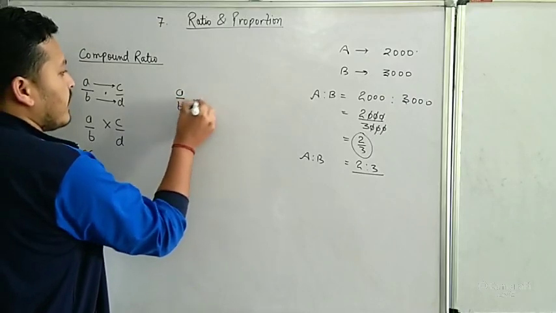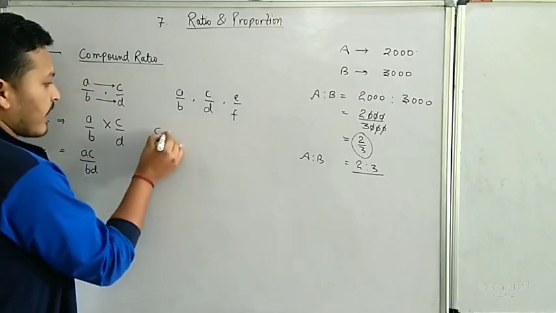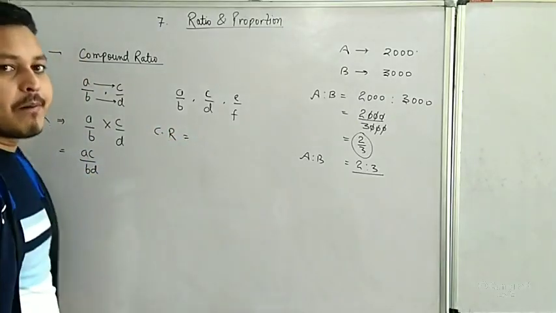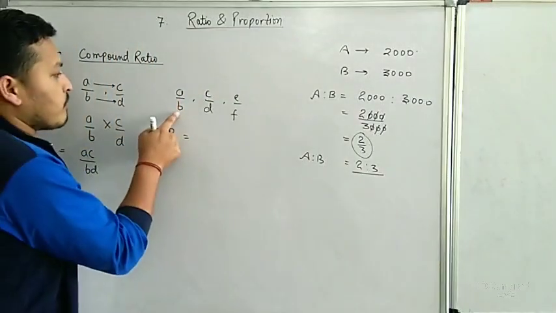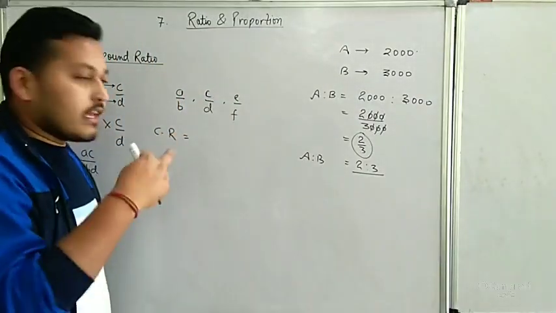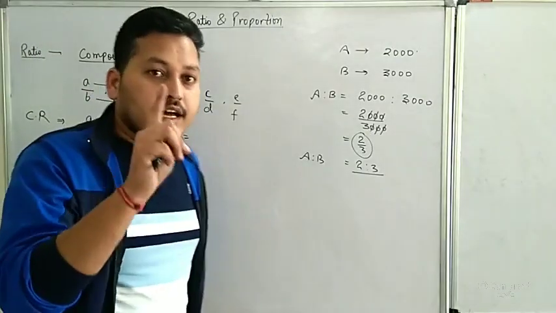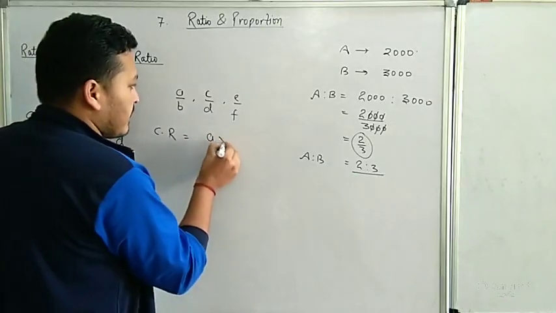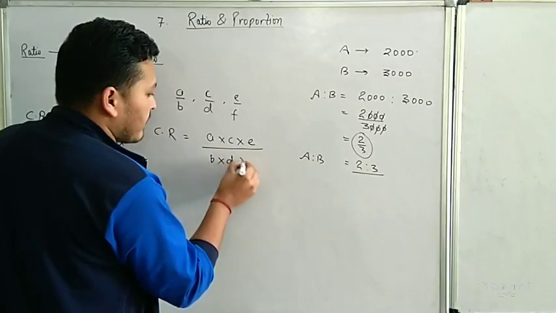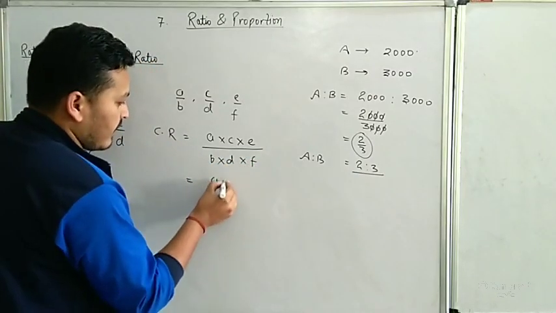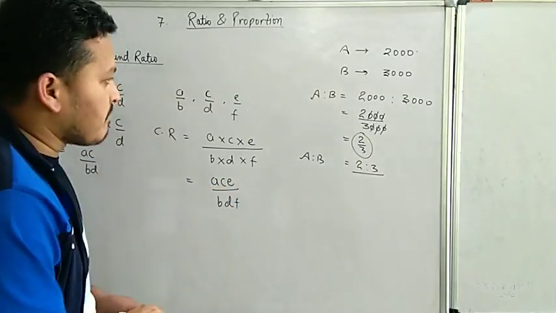Next, if A upon B, C upon D, and E upon F are given, and the question is to find the compound ratio. Compound means to mix them together, so we have to write a single ratio. Three ratios are given, and if you want to write the compound ratio, we have to make it a single ratio. So we write A multiplied by C multiplied by E upon B multiplied by D multiplied by F. So the answer is ACE upon BDF. This is the form of the compound ratio.